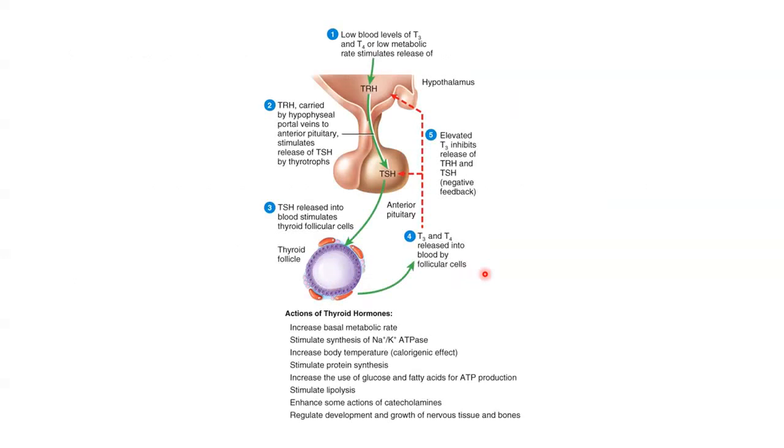So we've looked at that image already, but low levels of thyroid hormone, so T3 and T4, stimulate the thyroid-releasing hormone, which stimulates the release of our thyroid-stimulating hormone, which stimulates the production of T3 and T4 in our thyroid glands. That increases the amount of thyroid hormone in our bloodstream, which then works as a negative feedback loop to inhibit thyroid-stimulating hormone and inhibit that thyroid-releasing hormone.